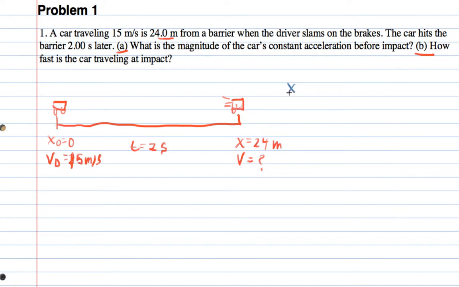I'm going to have x equals 1/2 at squared plus v naught t plus x naught. And notice I should add one more thing. I don't know what the acceleration is either. So let me just plug in my numbers.